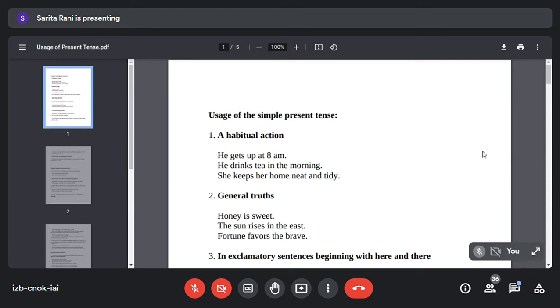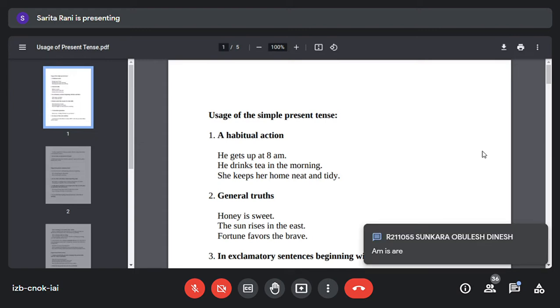Now see, honey is sweet. Is is the V1 form of the verb. It is a be form, and is comes into the present form. Past form of is is was, past participle form of is is been, and the V4 form of is is being. Got it, children? So honey is sweet.